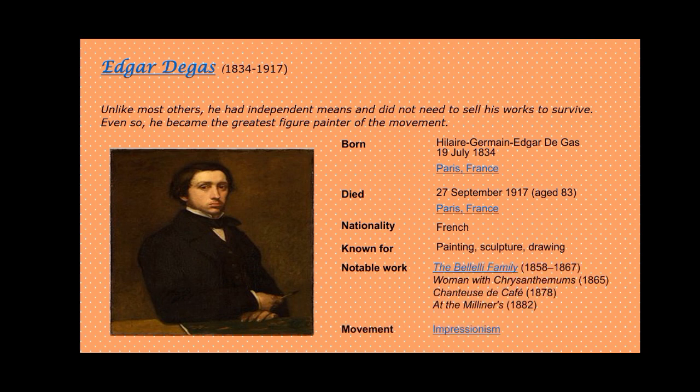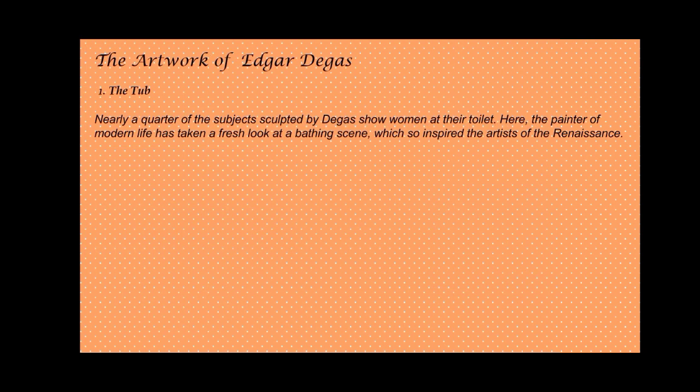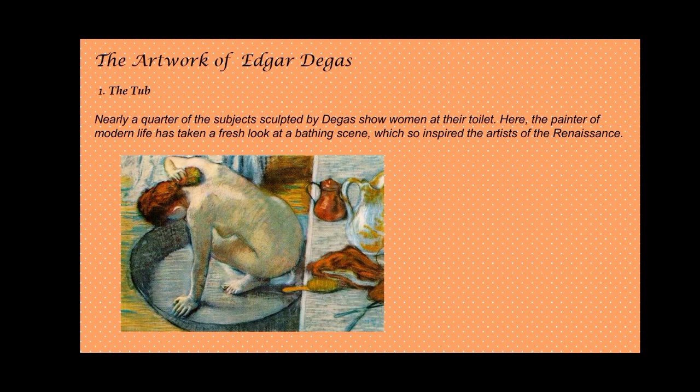One of the artworks of Edgar Degas is The Tub. Nearly a quarter of the subjects sculpted by Degas show women at their toilet. Here, the painter of modern life has taken a fresh look at a bathing scene, which so inspired the artists of the Renaissance. As we observe in the illustration, there is a woman bathing, and he was inspired to make this art.